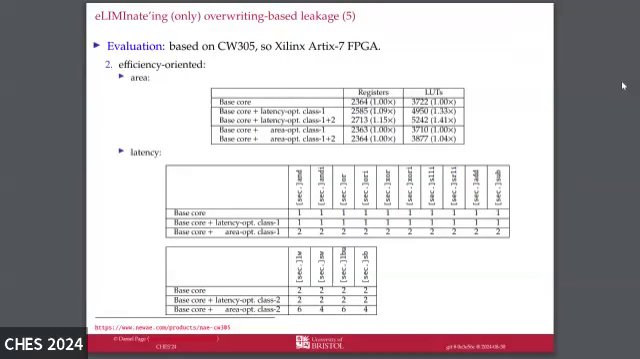Sort of efficiency-oriented evaluation is, well, in some ways not so interesting. In fact, in terms of the latency, the numbers here are as you probably would expect. The latency-optimized version essentially is the same as the base core. That was the intention. You don't pay any price for using these secure instructions in that case.